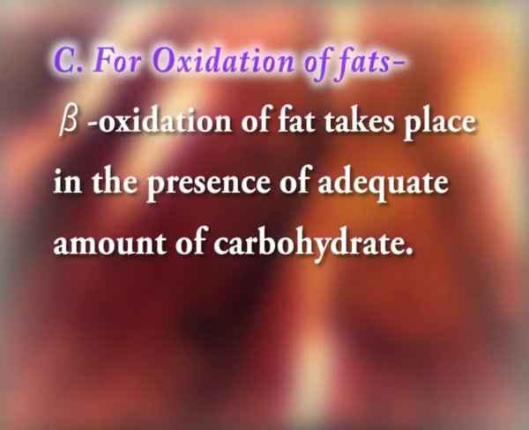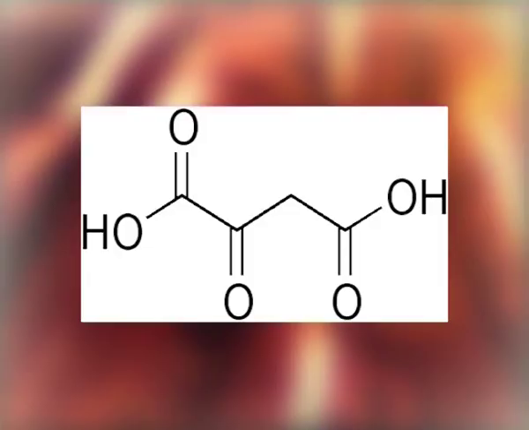Carbohydrates for oxidation of fats. Beta oxidation of fat takes place in the presence of an adequate amount of carbohydrate. The acetyl CoA formed during the oxidation of fatty acids reacts with oxaloacetic acid formed from carbohydrate and the metabolism of amino acid. They react to form citric acid, which gets oxidized through the TCA cycle back to oxaloacetic acid.